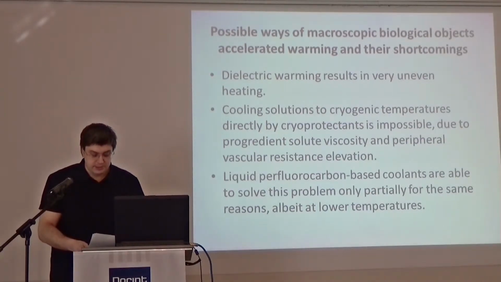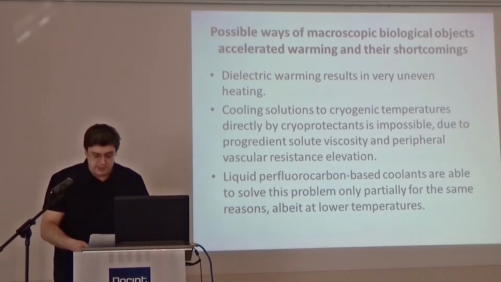From a certain moment, instead of passing through the microvasculature, refrigerants begin to shunt through the major vascular arcades. Respectively, the heat exchange is weakened, and cooling becomes irregular. With a further increase in viscosity, perfusion either stops or ruptures in the parenchyma occur. Liquid perfluorocarbon-based coolants proposed by Michael Darwin and Brian Wowk are partly able to solve this problem, but as I have said, only partially, for the same reasons, albeit at lower temperatures.